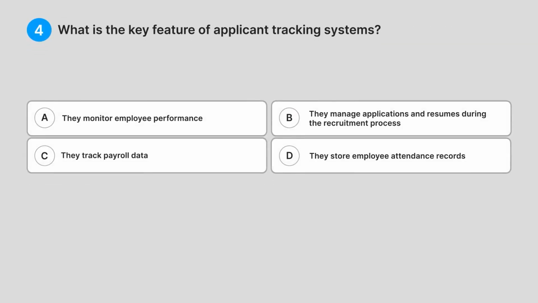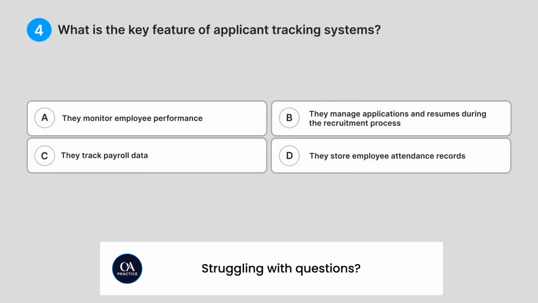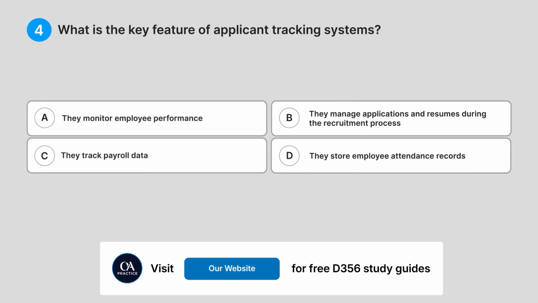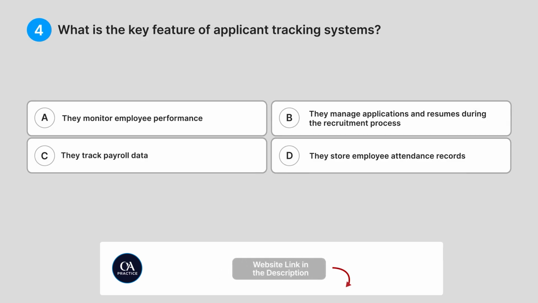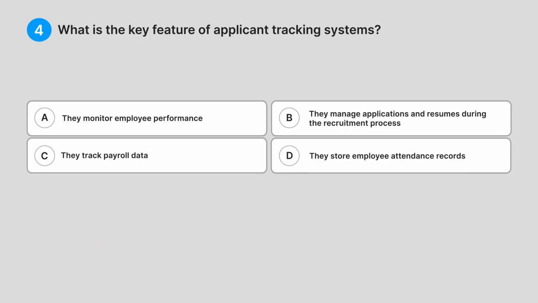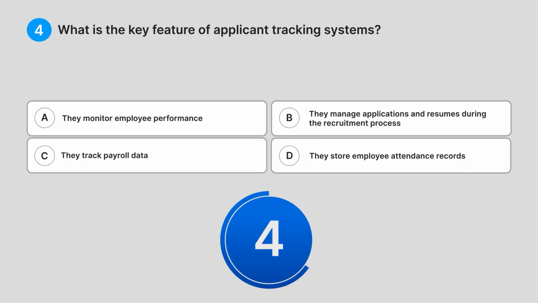4. What is the key feature of applicant tracking systems? A. They monitor employee performance. B. They manage applications and resumes during the recruitment process. C. They track payroll data. D. They store employee attendance records. Can you guess the answer?